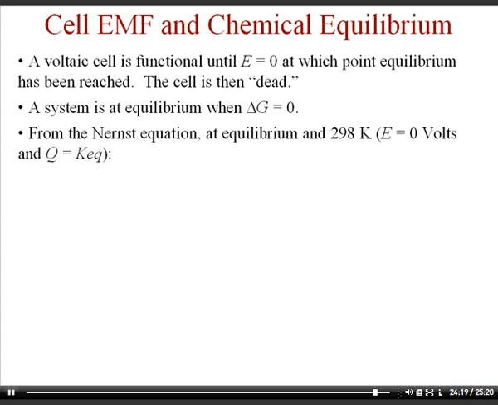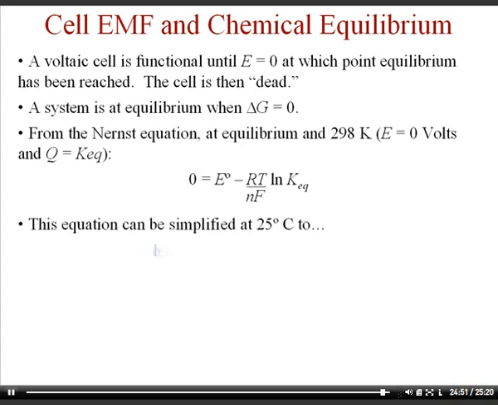So from the Nernst equation, at equilibrium at 298 Kelvin, which is again 25 Celsius, your standard values, then E is equal to 0, and then Q is equal to K. So you can plug in E equal to 0 because your battery's dead, and that equals E naught of the cell, the original E value at standard conditions, minus RT divided by nF, and then you have the natural log of, instead of Q, you have K.